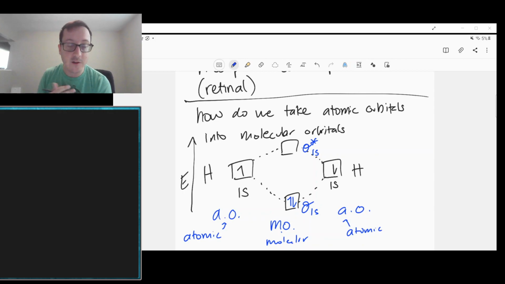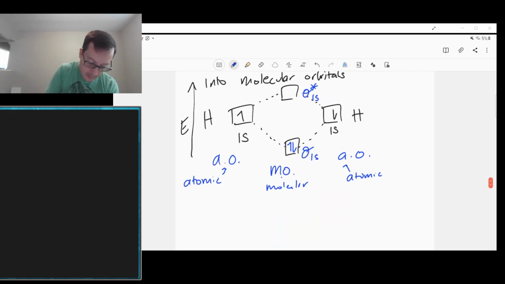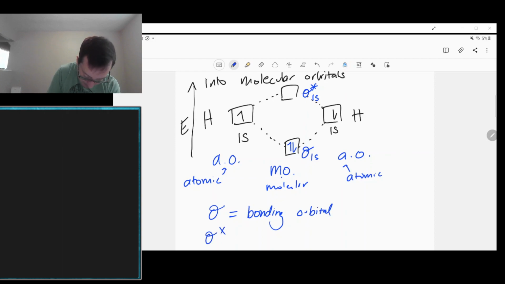We know that forming bonds always releases energy, right? It's always an exothermic process to make a bond. And so by putting these electrons into lower energy molecular orbitals, that's where that energy loss is coming from. So it's by making a bond, they're able to lower their energy, and we describe that using molecular orbitals. We can describe these as a bonding orbital and an anti-bonding orbital.